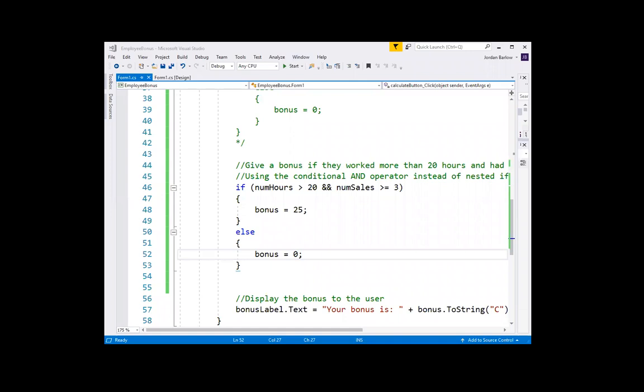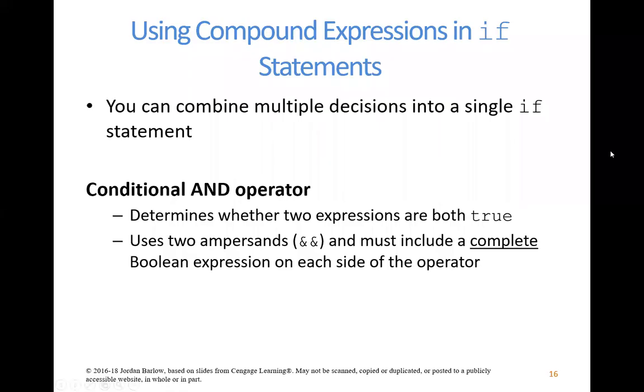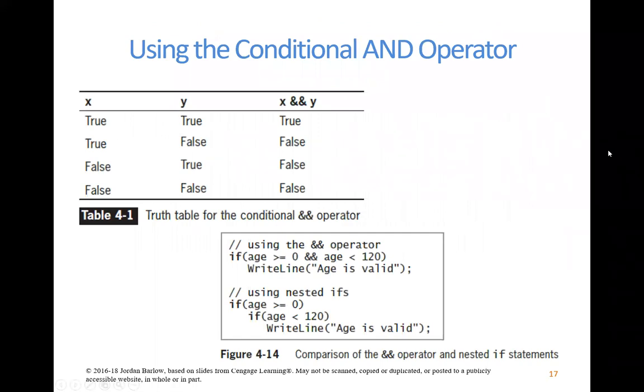Now, I want to jump back to the slides. So that's the AND operator. You also have the OR operator. This is showing some different scenarios of AND. Both of them have to be true. If X is true and Y is true, then X and Y is true. Any other combination, it's evaluated as false.